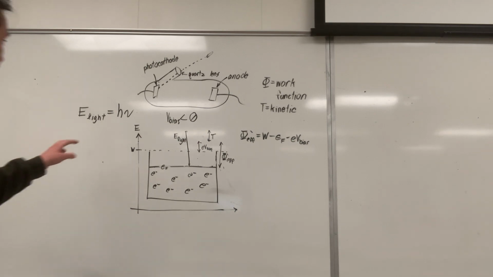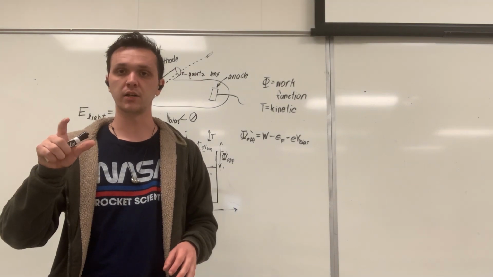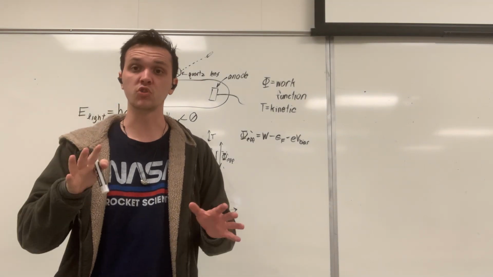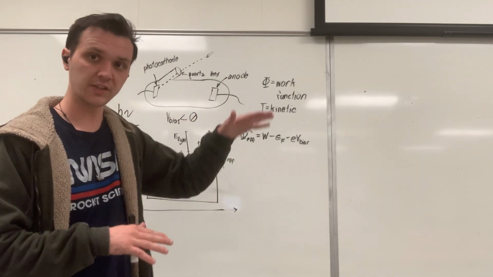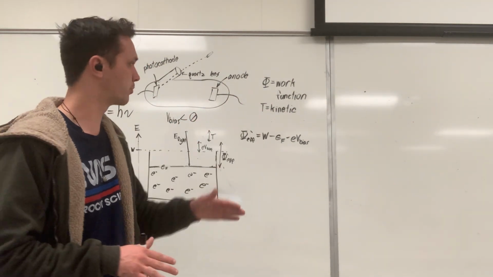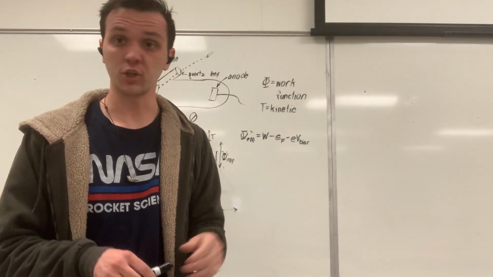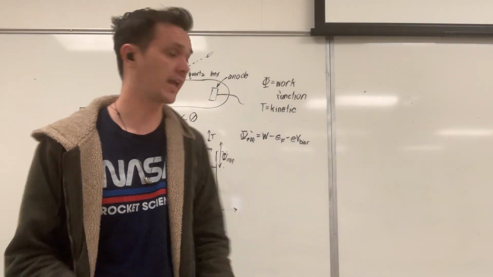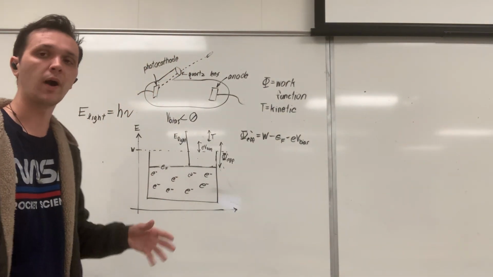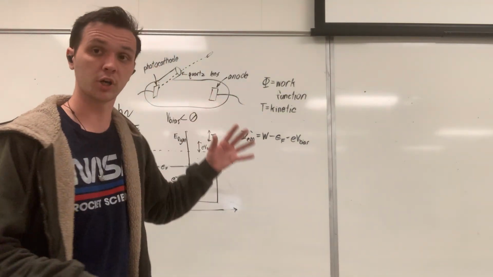Now, this is all well and good. It does not resolve the result that increasing the intensity when you're above that stopping frequency does drive more current. Once you're above that frequency and you increase the intensity, it does drive more current. But according to this, you're not delivering any more energy into the system. The energy of the light is the same. So why would increasing the intensity of the light under those circumstances result in more current?